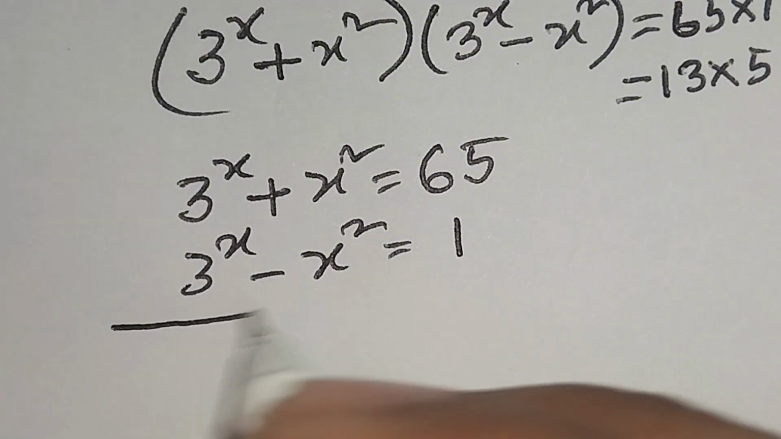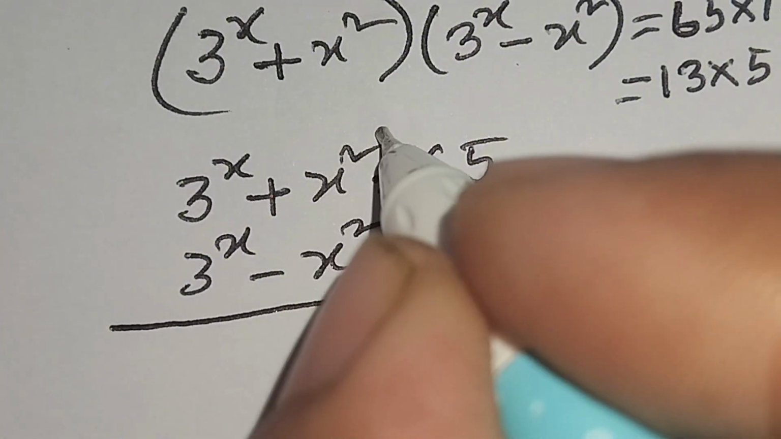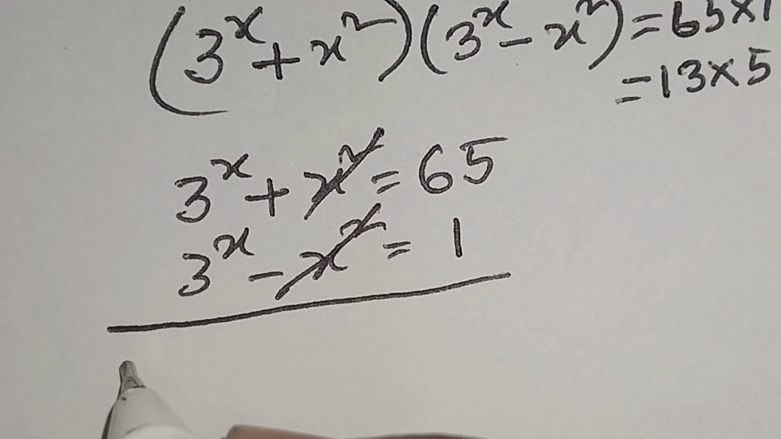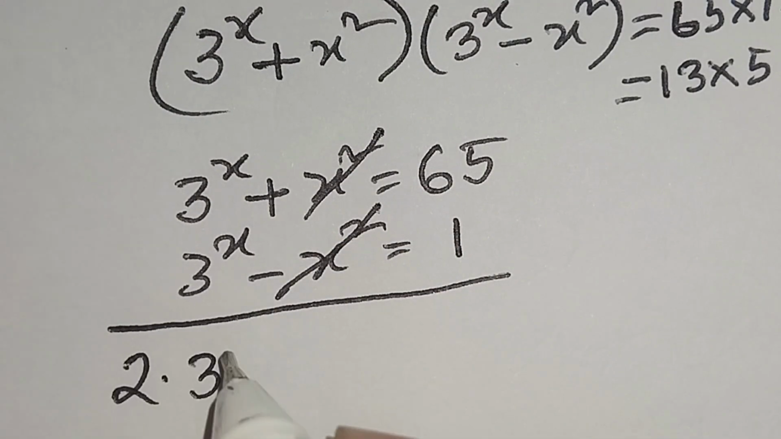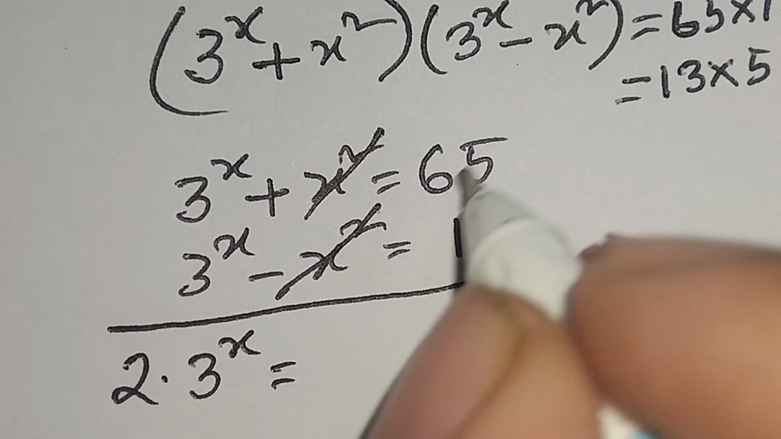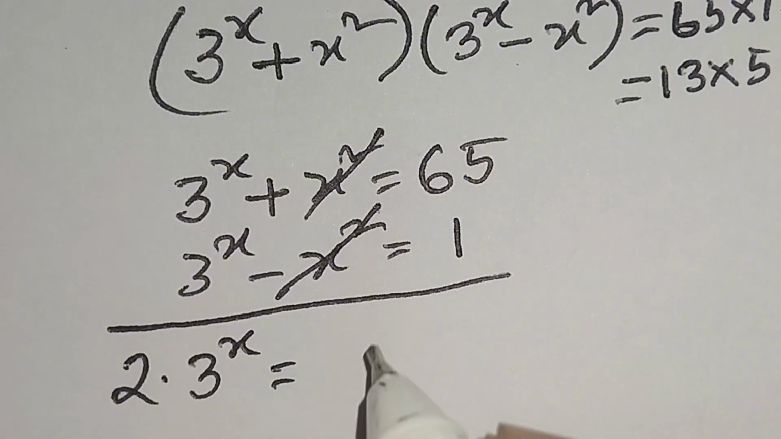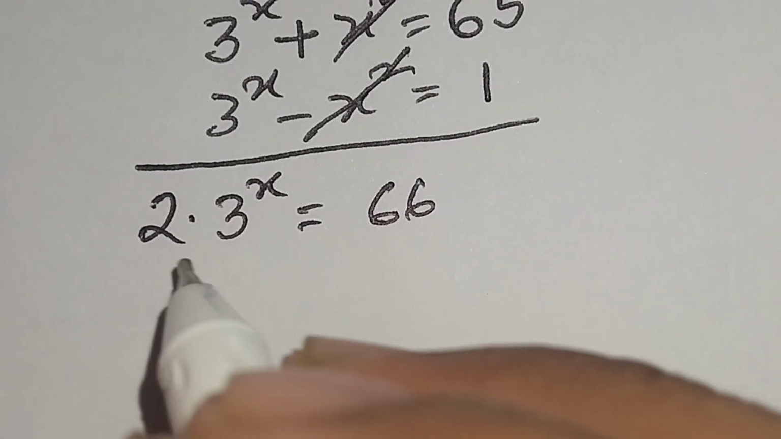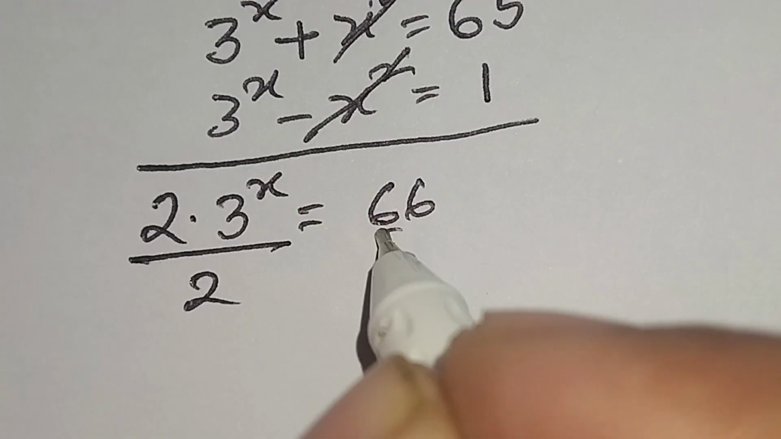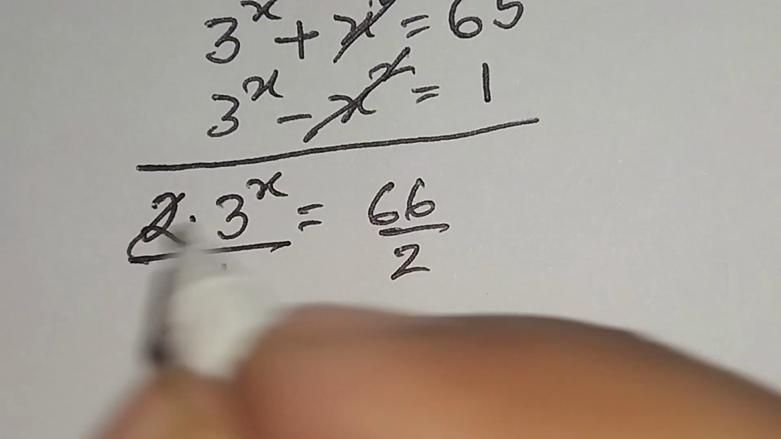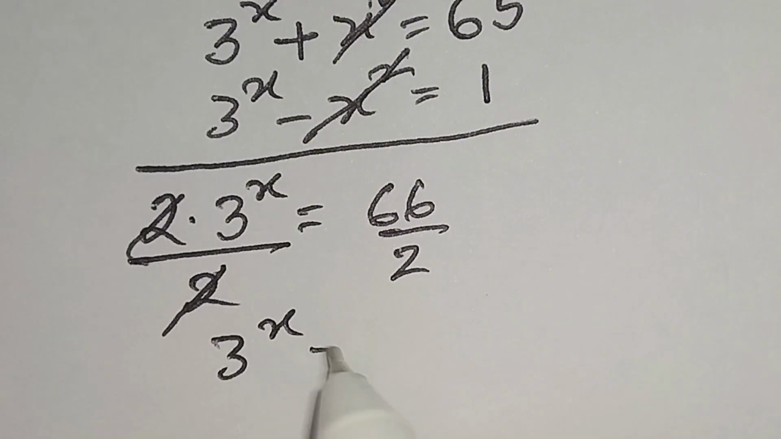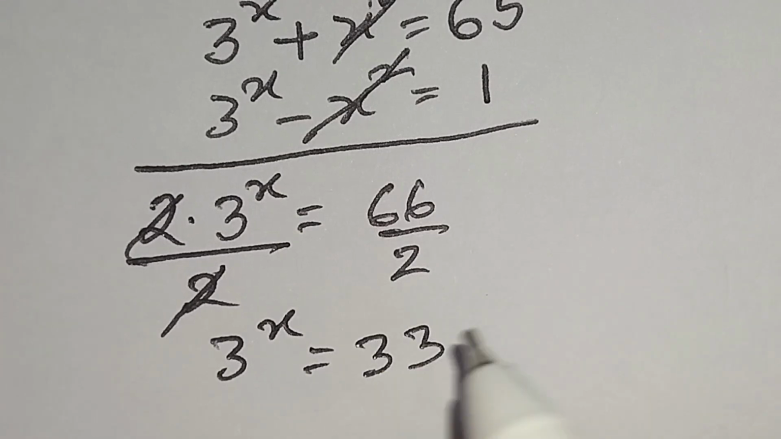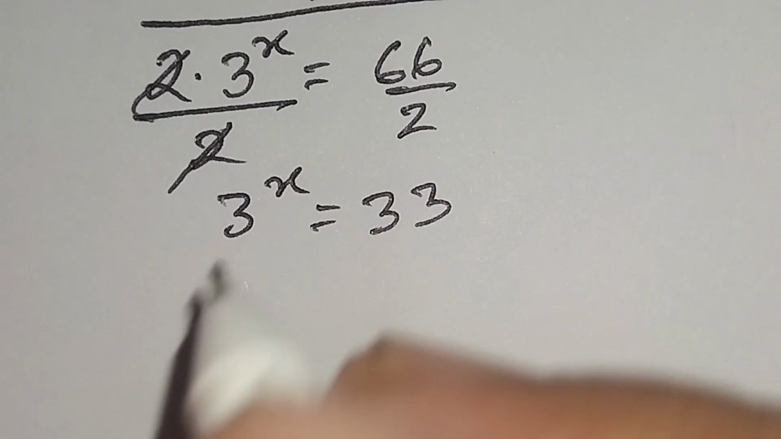By adding these two equations, we get here plus x square minus x square cancel out. Here 3 to the power x plus 3 to the power x is equal to 2 times 3 to the power x is equal to 65 plus 1 is 66. Divided both sides by 2, we get here these two cancel out. Here 3 to the power x is equal to 66 over 2 is equal to 33. Now we will check.